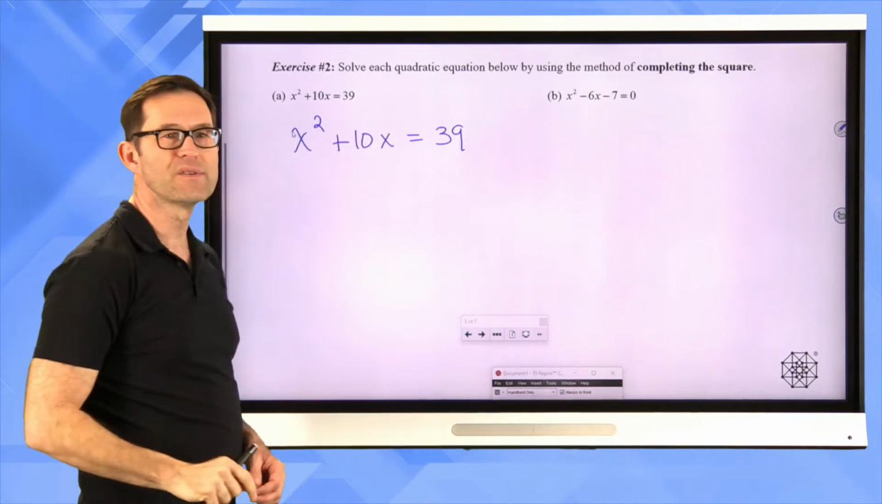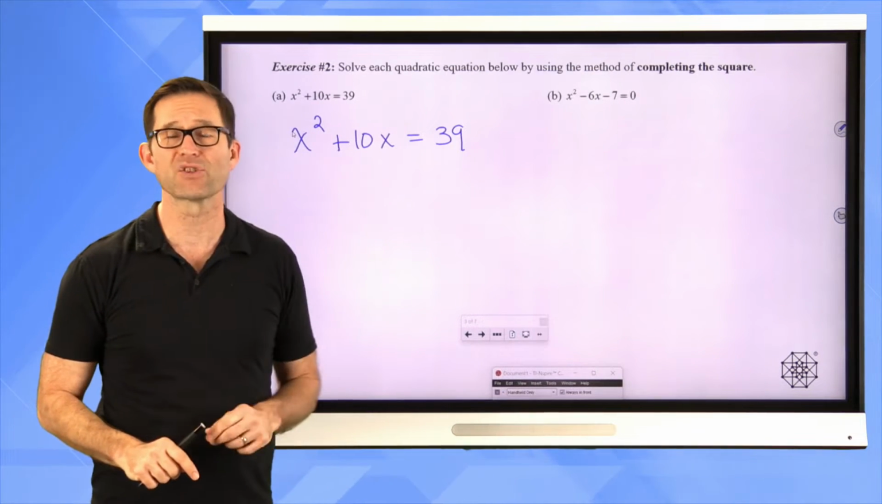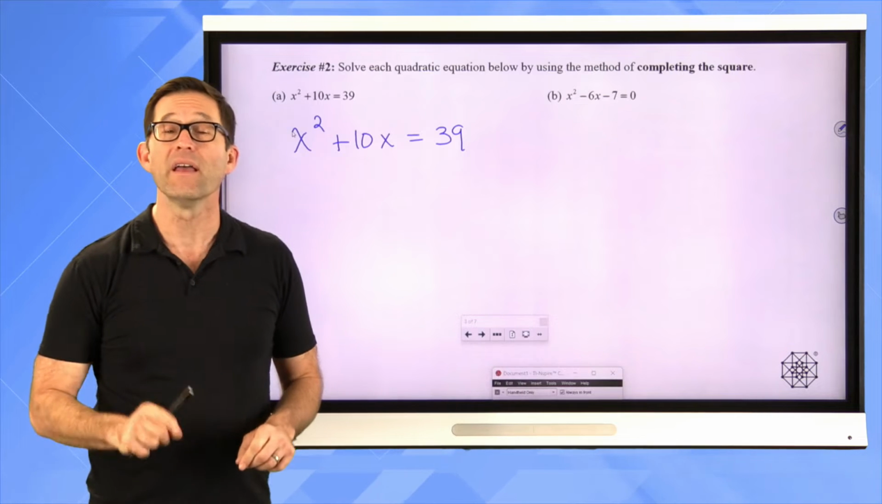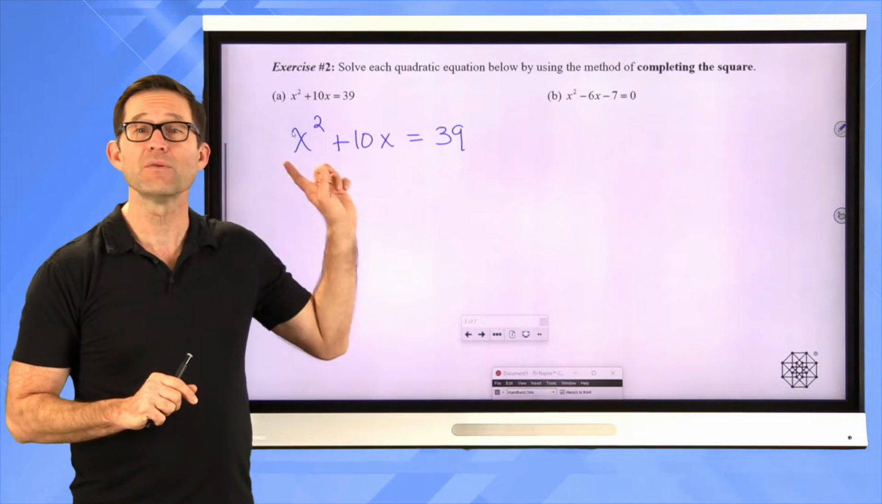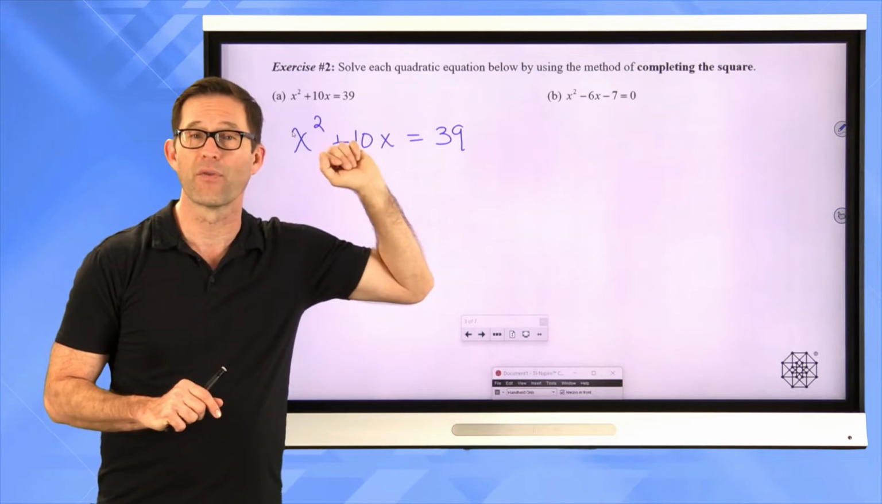The method of completing the square only works if the leading coefficient, the number that's multiplying the x squared or y squared, is equal to 1. All right, which in both of these cases it is, right? It's 1x squared here, it's 1x squared there.